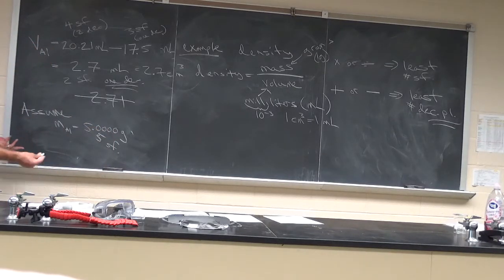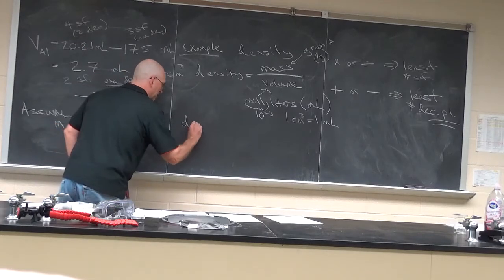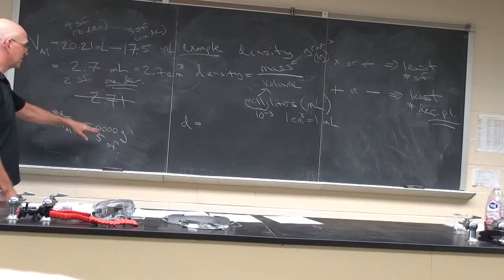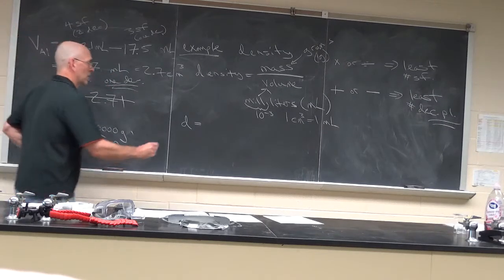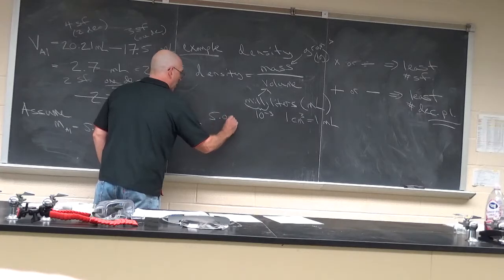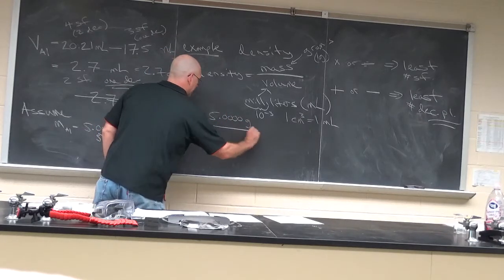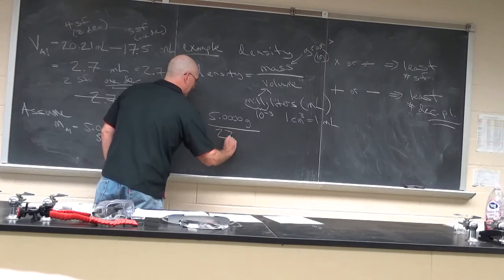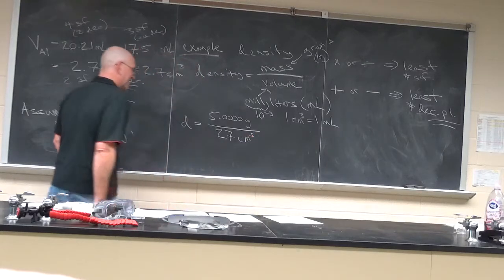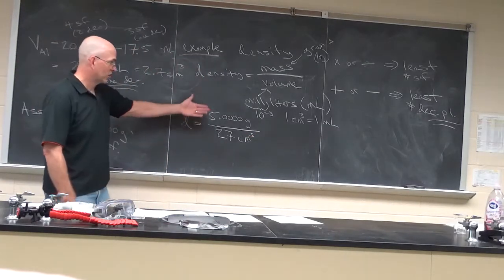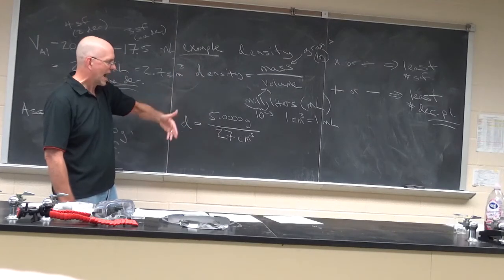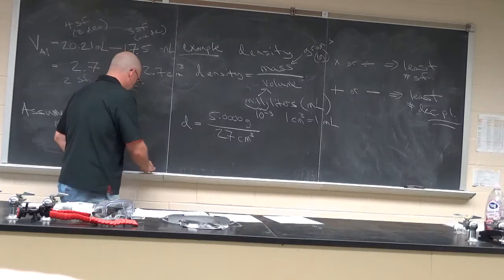Okay, that's not a calculation. Let's actually calculate the density now. So density is mass, right? Yeah, mass in the numerator, which is grams. So 5.0000 grams divided by volume, 2.7 cubic centimeter. So the units on density are going to be grams per cubic centimeter, kind of like miles per hour, so grams per cubic centimeter.